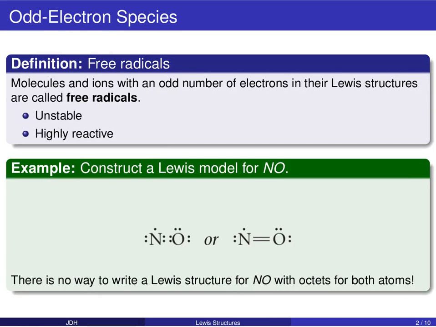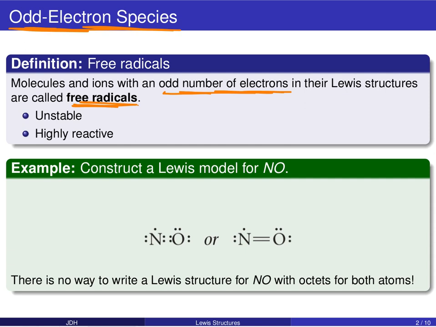We'll start off with our first set of compounds that violate the octet. This set of compounds we're going to call odd electron species. Free radicals is the really rigorous name, the definition that defines this whole category: molecules and ions with an odd number of electrons in their Lewis structures are called free radicals. And it turns out that these have two very important properties. First off, they're very unstable. And by virtue of this instability, they're often highly reactive.